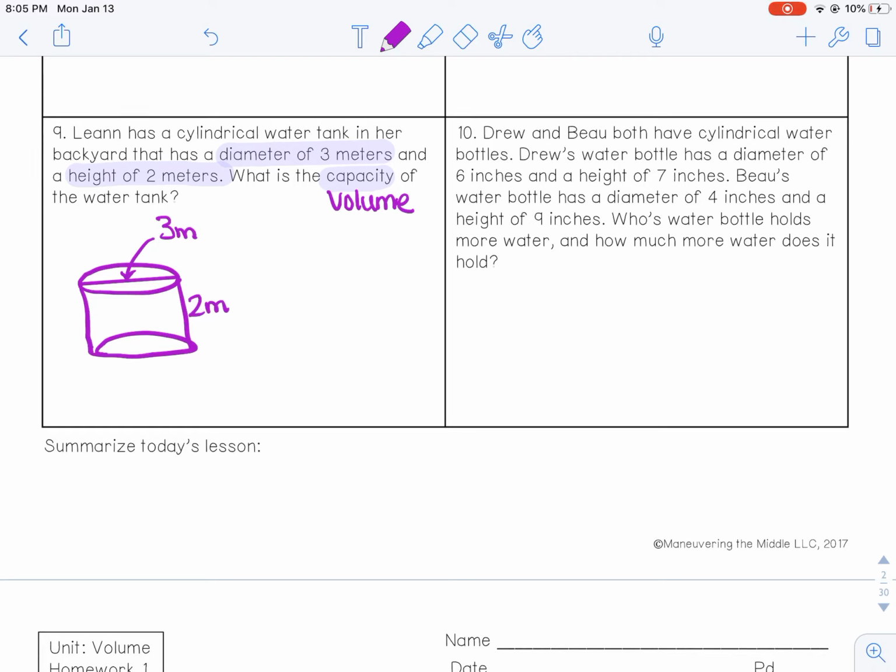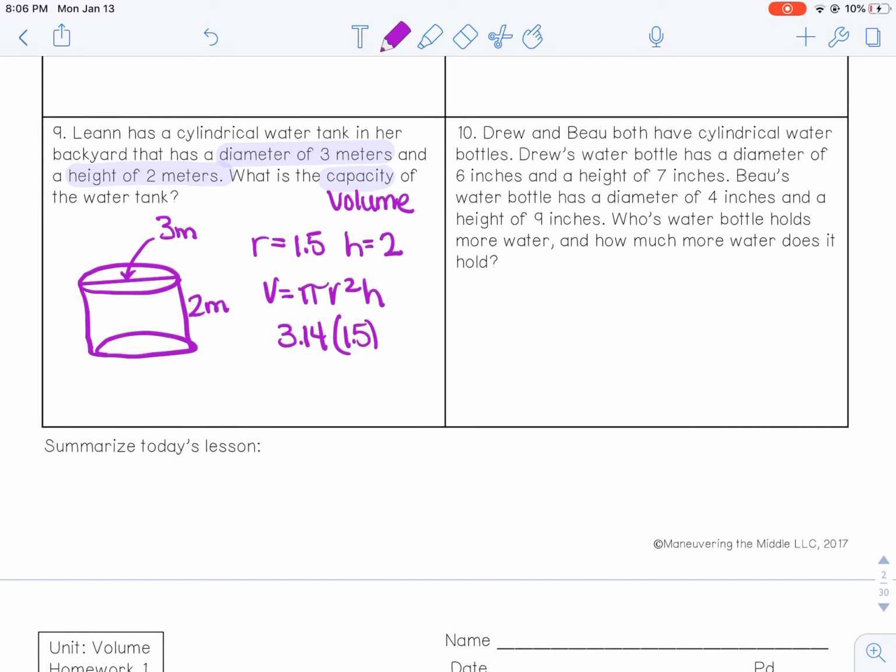Okay, so we need that volume formula. I need to know what the radius is. The radius is going to be half of that diameter, and 3 divided by 2 is 1.5 meters, and our height is going to be 2 meters. All right, so very simple, pi r squared height. Now this doesn't say in terms of pi, so if it doesn't say in terms of pi, I do need to replace pi with 3.14.